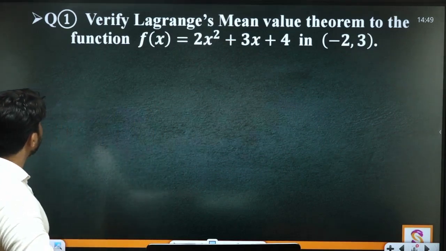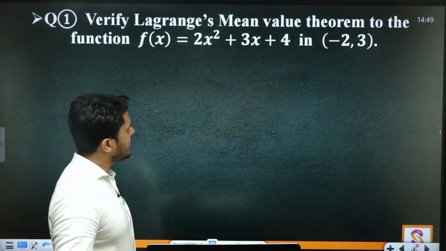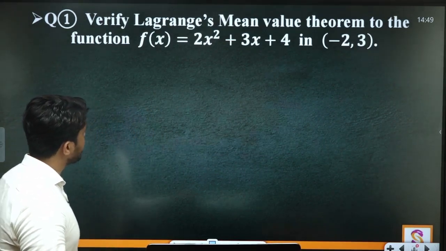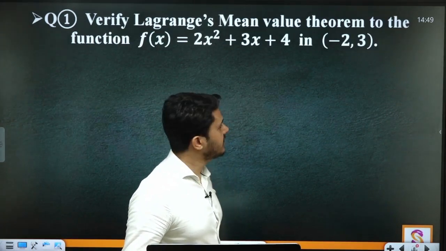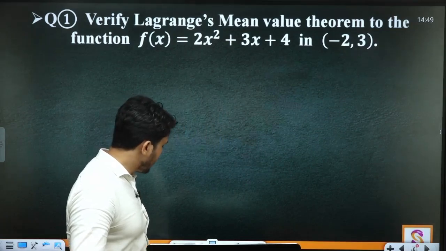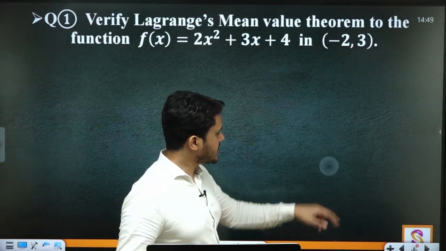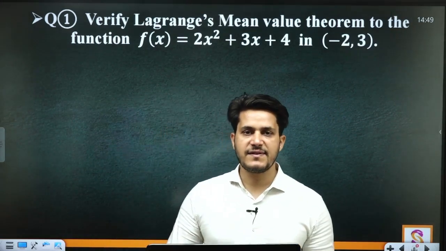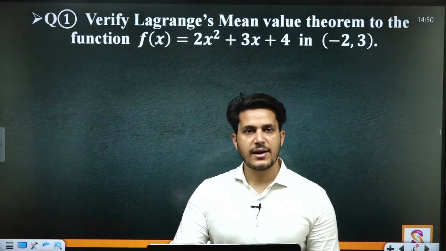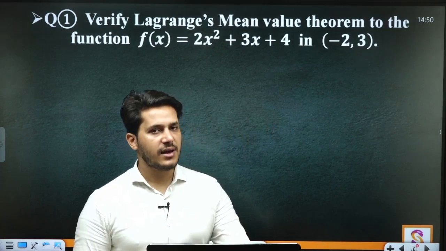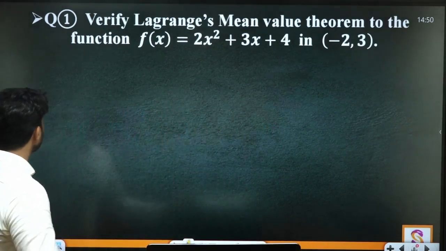ठीक है, वन क्वेश्चन देखो कैसे होगा. क्या लिखा है, verify Lagrange's mean value theorem to the function f(x) equal to x square plus 3x plus 4 in minus 2 comma 3. Lagrange's mean value theorem. So first thing, that given function is algebraic. It will be continuous as well as differentiable. ये continuous भी होगा और differentiable भी होगा, right?